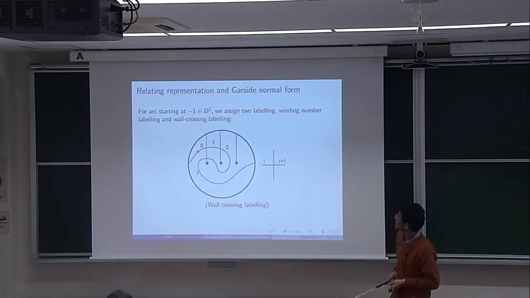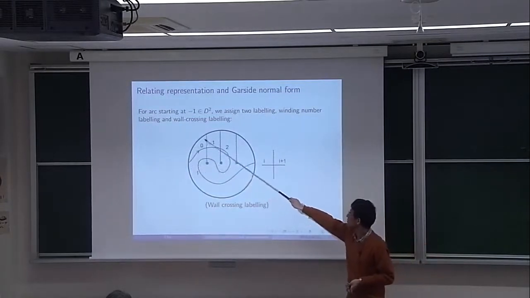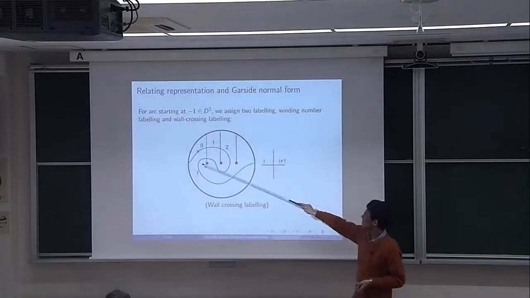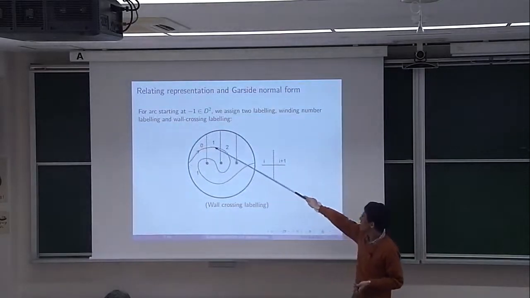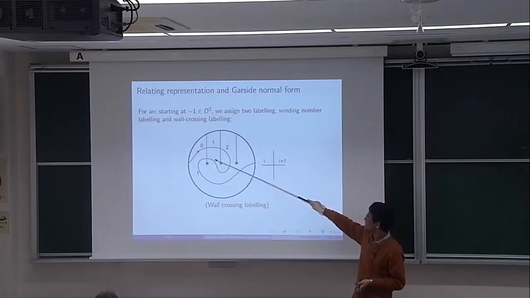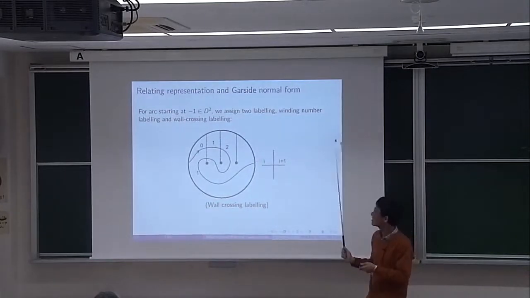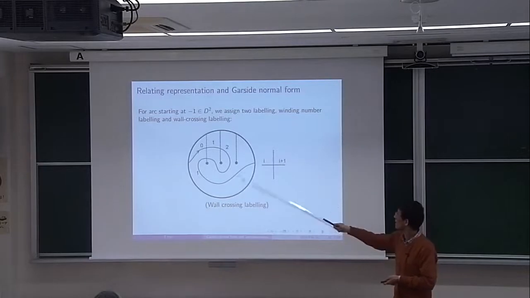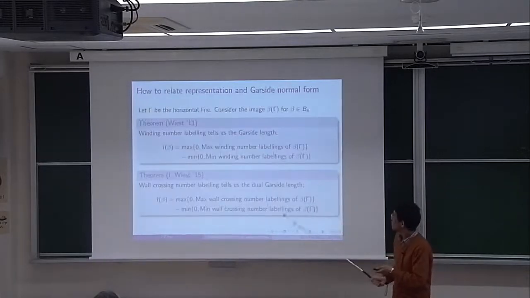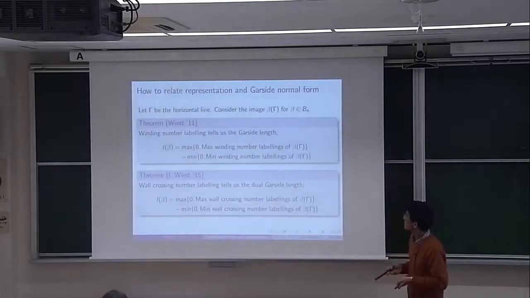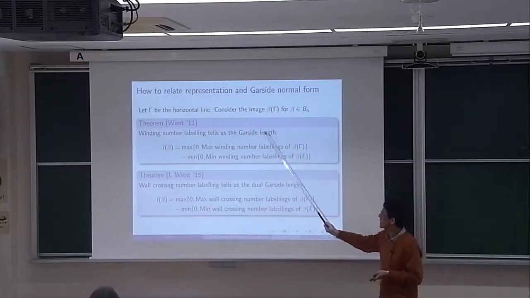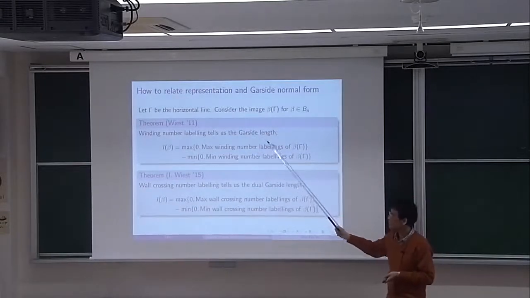Similarly, we define the wall crossing labeling. We count the algebraic crossing number of walls and curves. So 0, 1, 2, back to 1, and so on. So it is quite a simple rule to label the curve. What is interesting is that these labelings of curves tell us the Garside length.